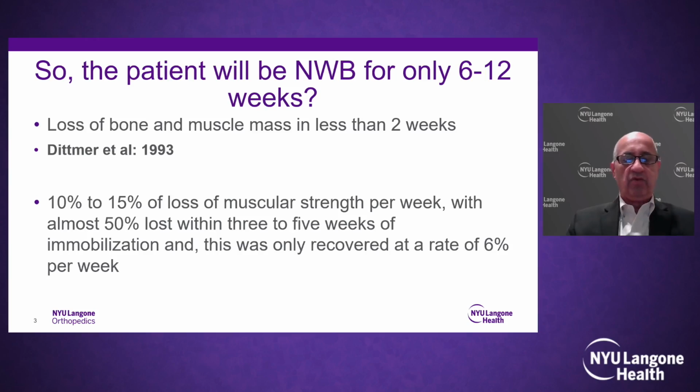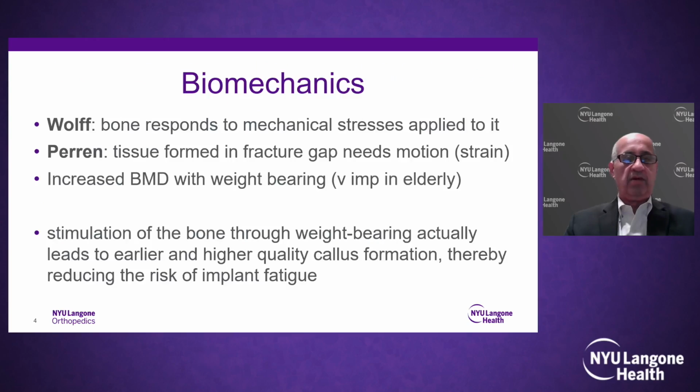And let me try to go through the rationale or logic of what the problem is with non-weight bearing. So let's start off with bone and muscle mass. Well, we know that in less than 2 weeks, you're going to start losing bone and muscle mass. And this applies to everyone. 10 to 15% loss of muscular strength per week, and almost 50% in 3 to 5 weeks of immobilization, and then recovers at a very, very slow rate of only 6% per week. So you can see you lose mass over 2 or 3 or 4 weeks when it takes you months to recover that mass back.